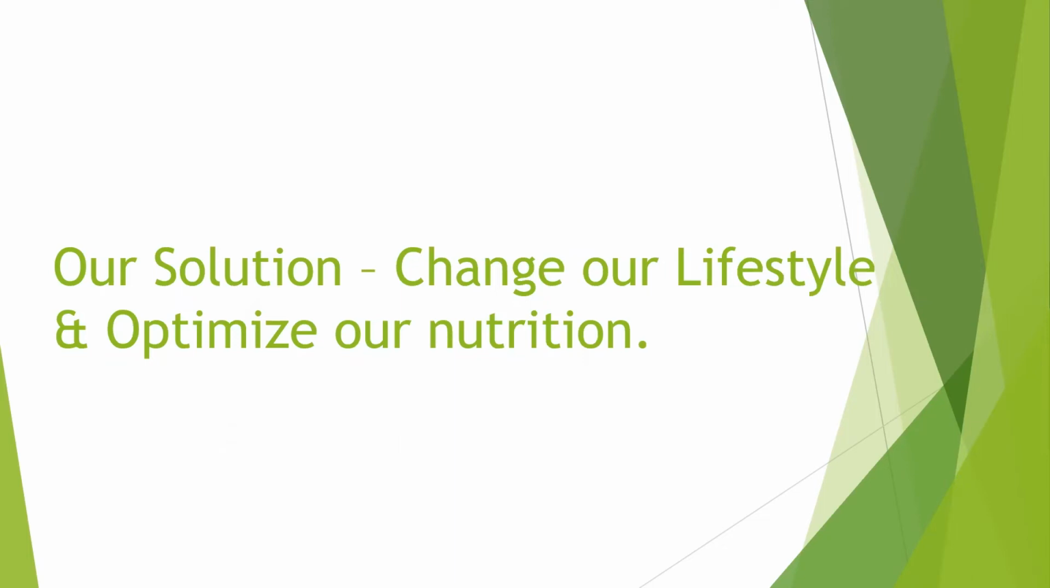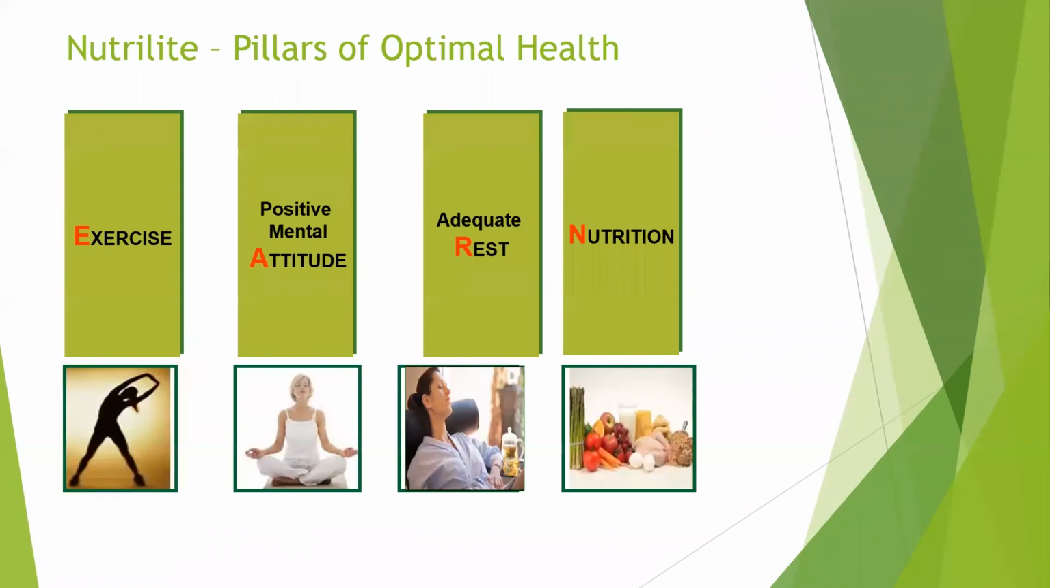One is, what is the solution? How can we achieve optimal health? We understand cellular nutrition. The key thing to do is to change our lifestyle. Very, very important. And the second point which I want to share is to optimize your nutrition as much as you can. So again, the theory is the same. The pillars of optimal health are exercise, positive mental attitude, adequate rest, and nutrition.